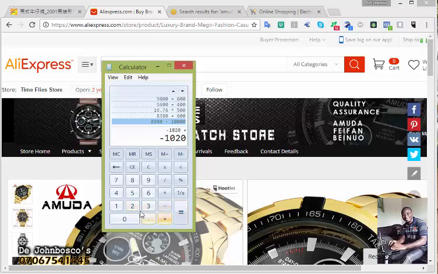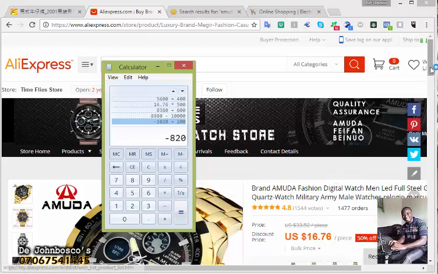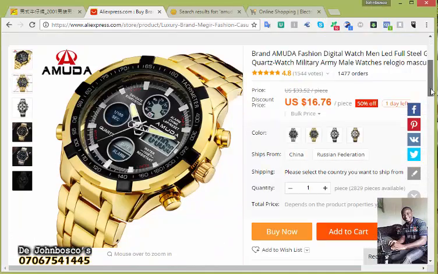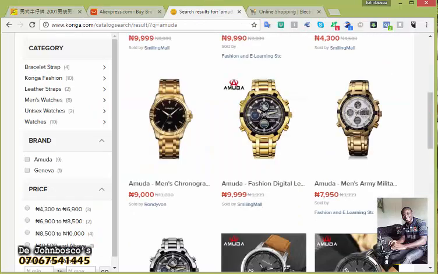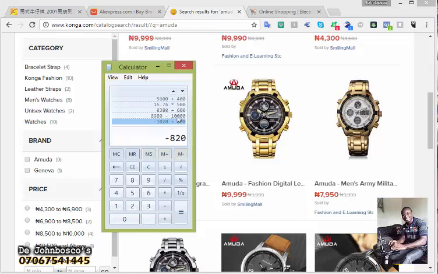So let's see on Jumia. Let's see if we have a different price there. Jumia, almighty Jumia, like I would want to call them.